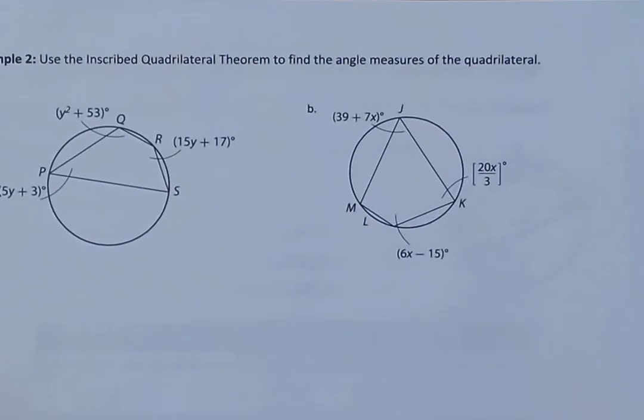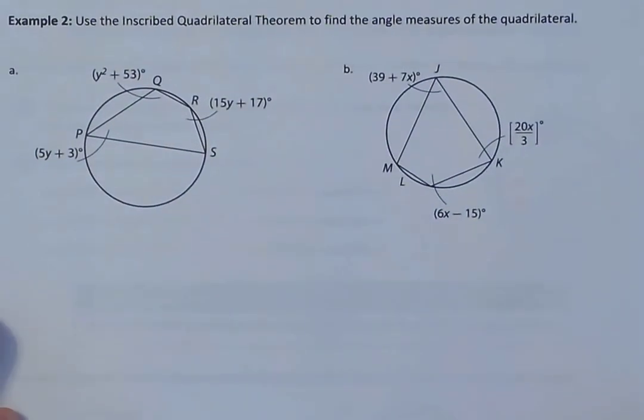All right, for example 2, we're going to carry this idea of the Inscribed Quadrilateral Theorem. We're going to use this to find angle measures of the quadrilateral, much like we did for example A. Now the difference with example 2, as you can see, is there's no angle measure involved at all in this problem, yet it's a host of expressions. So how do you go through and do these types of problems? Well, the first thing you need to do is take a look at your diagram.